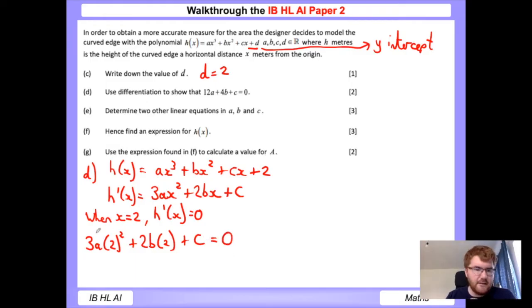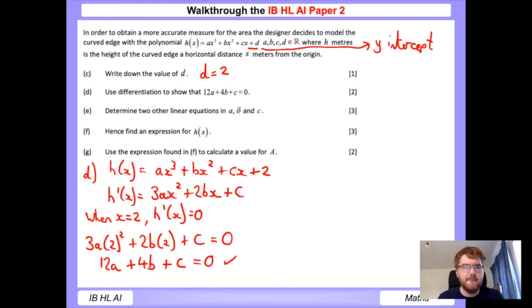And then we just work out everything here. So 2 squared is 4, 4 times 3 is 12. So we get 12a, 2 times 2 is 4, so we get 4b, plus c is equal to 0. And I love these kind of questions because then you can just confirm that you've got the answer that we're looking for. So we've got our first linear equation. We're going to have 3 in total. There we are. That's part D.